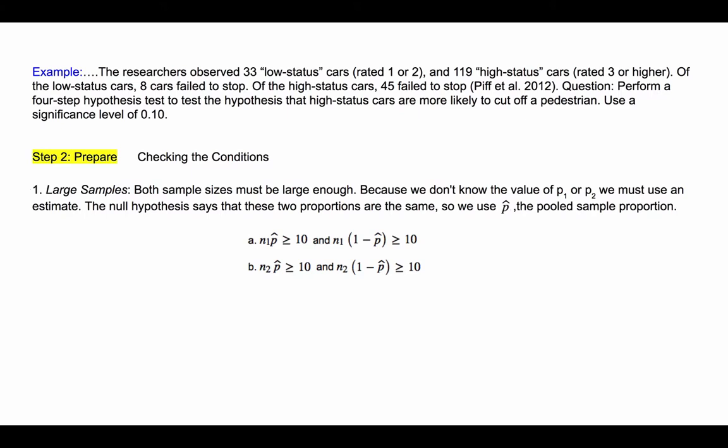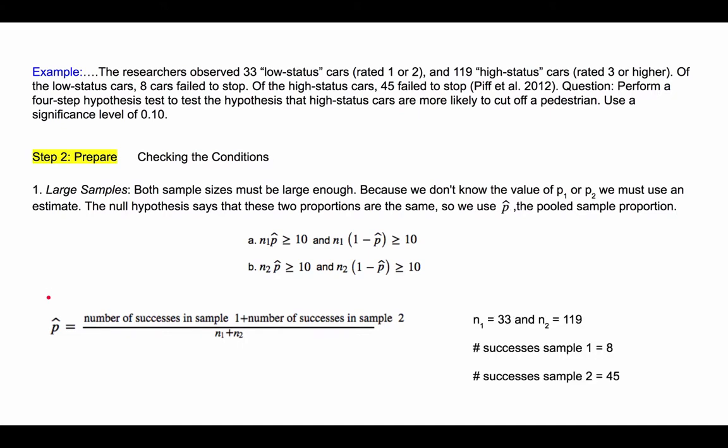Now, how do we do that? We compute these 2 formulas that you see here. And to do that, we need to know what a bunch of things are. In other words, we need to know what P hat is, the pooled sample proportion, and it's given by this formula. We need to know what N1 and N2 are to plug them into here.